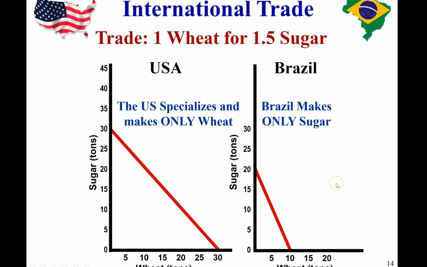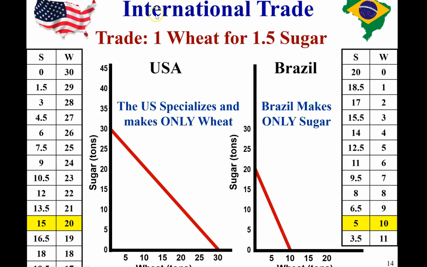So let's say that they set the terms of trade at 1 wheat for 1.5 sugars. So the United States is going to specialize and export wheat, and Brazil is going to export sugar, and they come to this agreement that they're going to trade 1 wheat for 1.5 sugars. Well, let me just show you what that's going to look like.